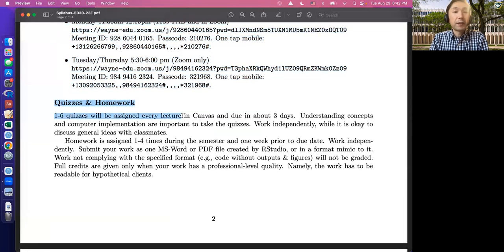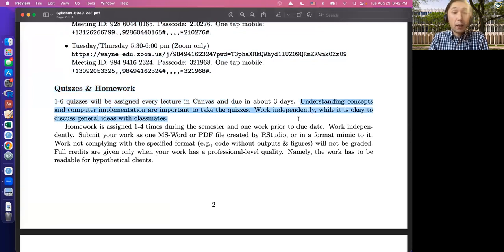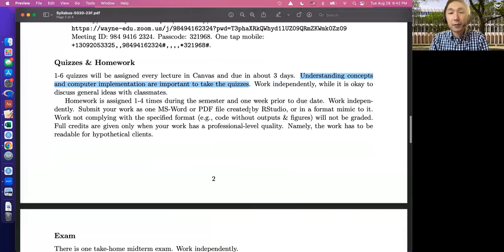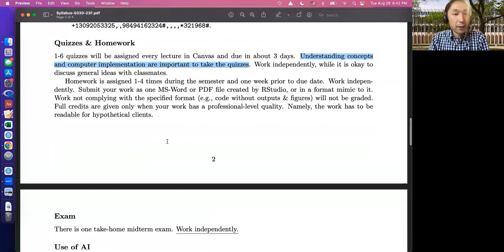I will give quizzes after every class, so 1 to 6 quizzes. Some are multiple choice. Some require you to input some numbers, so you need to code something sometimes. Understanding concepts and computer implementation are both important to take the quiz, so you need the computer to get the answer. Work independently, while it is okay to discuss general ideas with classmates.